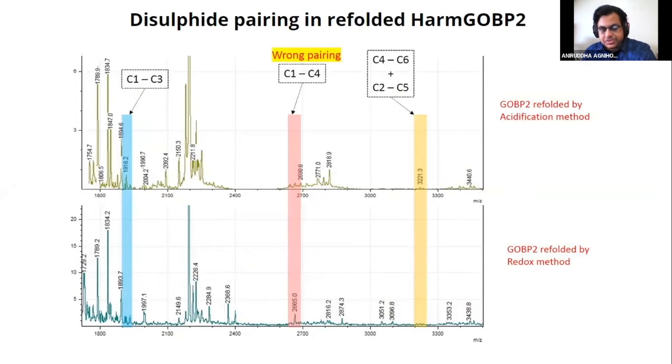Similar data was also obtained for OBP5 and GOBP2. Due to time constraints, I'm not going into details, but basically for all three proteins, through disulfide pairing, we understood that acidification is the best method, even at disulfide linkage formation.